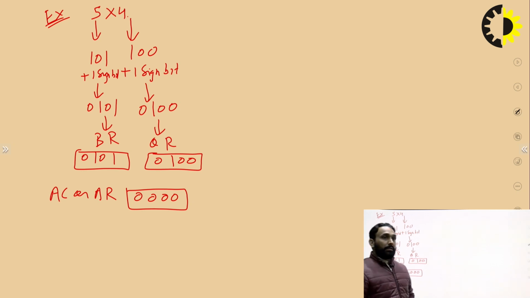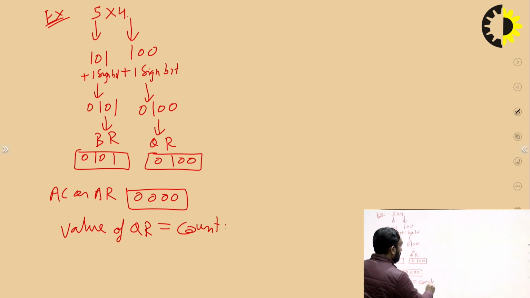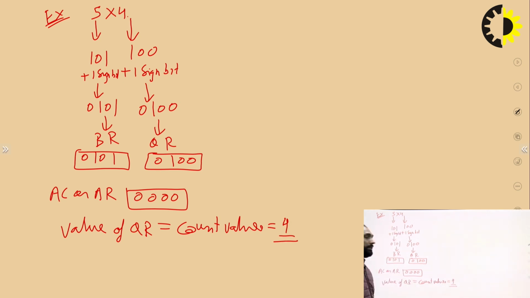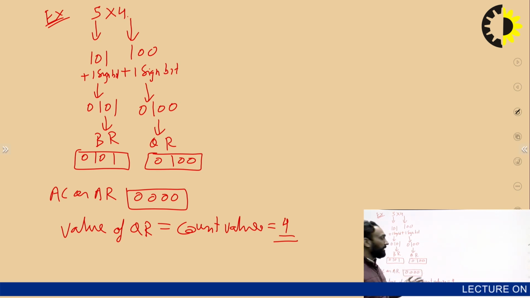And the measure that is required, how many iterations or up to which step we will perform the iterations, that is very simple. The value of QR equals the count value. So what will be the count? It is 4. Okay, that is the basic presentation of any values of a Booth algorithm. If we go this way, it is very easy to calculate the final outcome and the number of iterations and the different terminologies that are used in the algorithm.